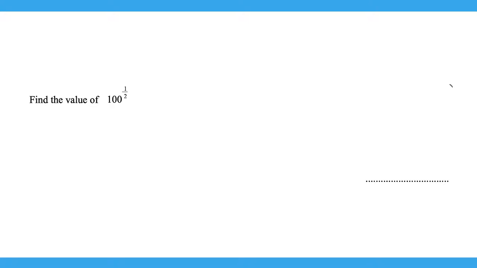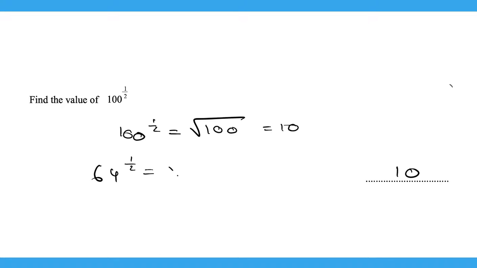Okay, the next question, now we have it to the power of a fraction. Now anything to the power of a half, you just need to square root. So if you have 100 to the power of a half, that means you just square root 100, which would get you 10. And 10 would be your answer. If you had 64 to the power of a half, you would just square root 64, which would get you 8. If you had anything to the power of a third, you would cube root it. For example, 64 to the power of a third, you would cube root 64, giving you an answer of 4.